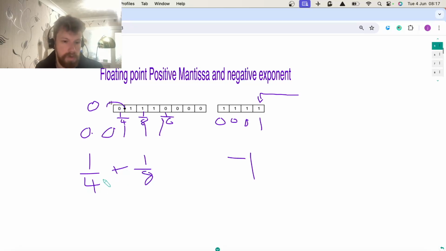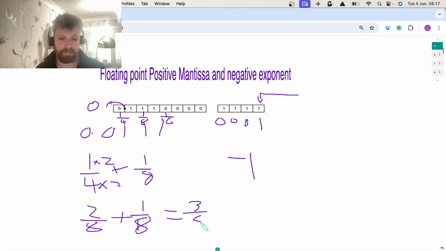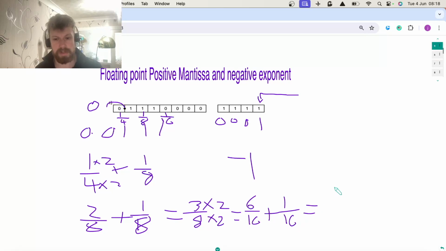in here, what we're going to do is times this by 2, because to add fractions together, the denominators both have to be the same. So then that gives me 2 over 8 plus 1 over 8, which is going to give me 3 over 8. Okay, and then the final thing that we've got to do is times that by 2, which then gives us the 16 on the end there, so that's going to give us 6 over 16. Then we're going to add the 1 over 16, which gives us 7 over 16. Okay, so that's our answer there.